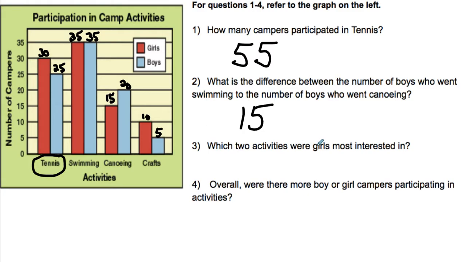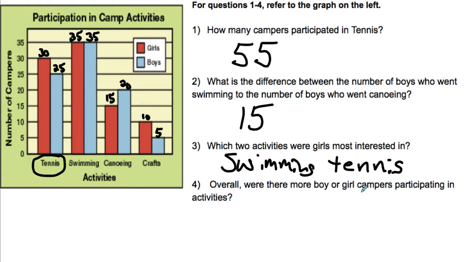All right, which two activities were girls most interested in? So girls are red. Clearly, swimming and tennis are the two that are the most liked. Swimming and tennis, because clearly those bars are the highest.